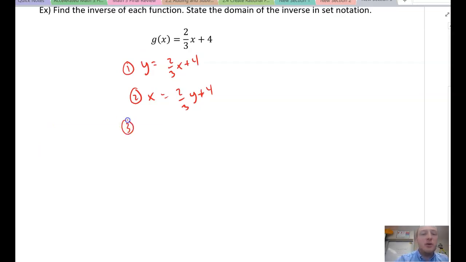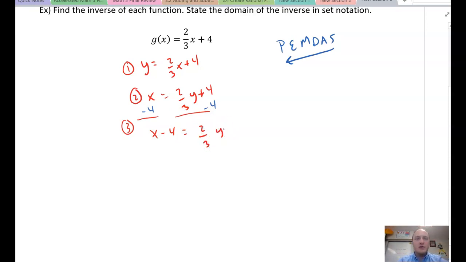Step 3, now we want to solve for y. If you ever get stuck here, if you ever forget how to isolate y, you're doing order of operations in reverse order. So we're going to undo addition, subtraction. We get x minus 4 is equal to 2/3 y. Now I want to isolate my y, so we'll multiply both sides by the reciprocal of the fraction. That's how you cancel fractions. I'm undoing division, so I multiply. I'm undoing multiplication, so I divide.